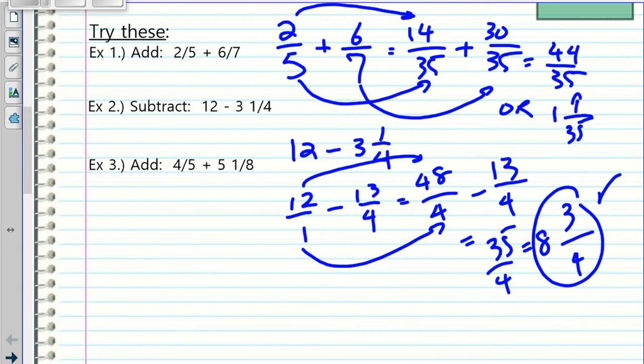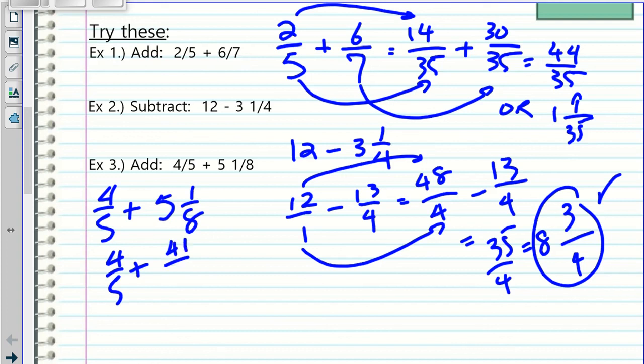Okay, one last one. 4/5. Now, I actually want to show you this one also, because I think this is good practice. So, same thing, rewrite. What's this as an improper fraction? 41 over 8, right? Common denominator is 40. How did 5 become 40? Times 8. So, 8 times 4 is 32.